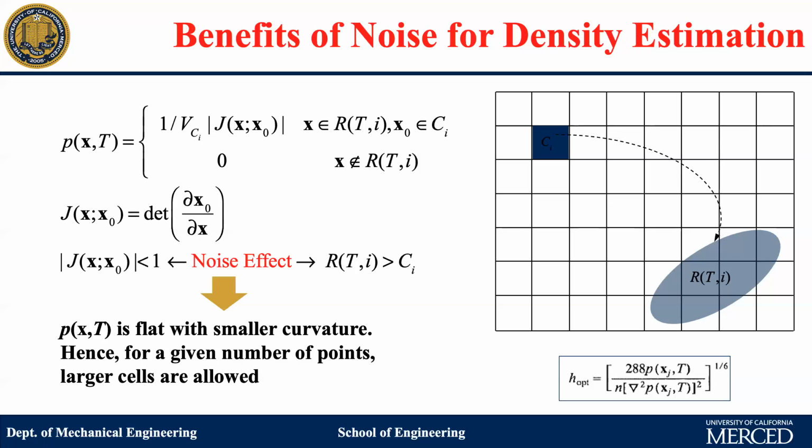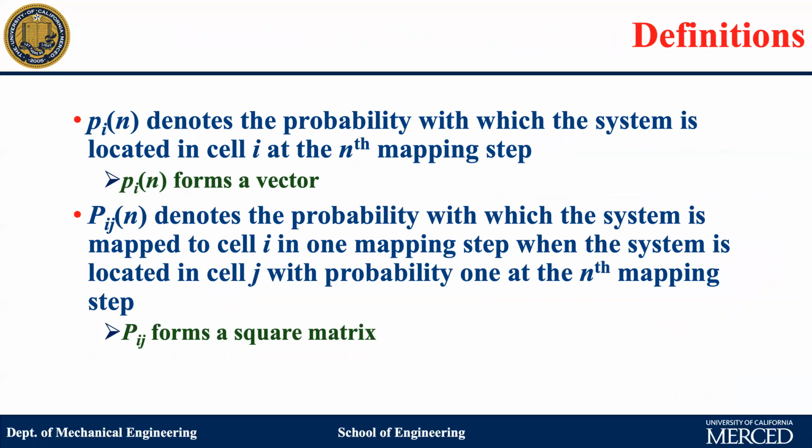Otherwise, imagine that you happen to have almost a delta function density to estimate. Then in order to resolve the probability distribution accurately, you almost need an infinitesimally small cell to do it. So it's not very desirable computationally. That's a very interesting observation of the benefits in terms of the density estimation.